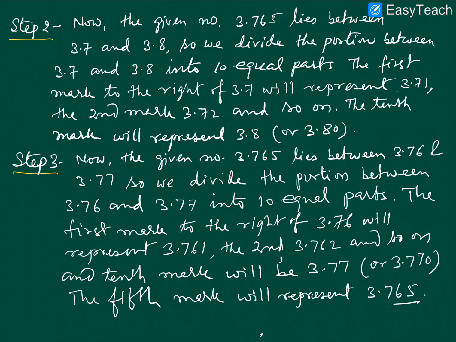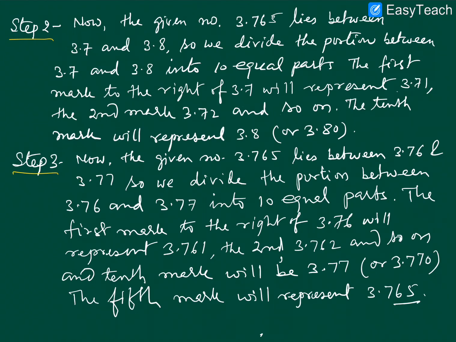The first mark to the right of 3.7, which is actually 3.70, will represent 3.71, the second mark 3.72 and so on. The 10th mark will represent here 3.8 or 3.80. Step 3. Now the given number 3.765 lies between 3.76 and 3.77.